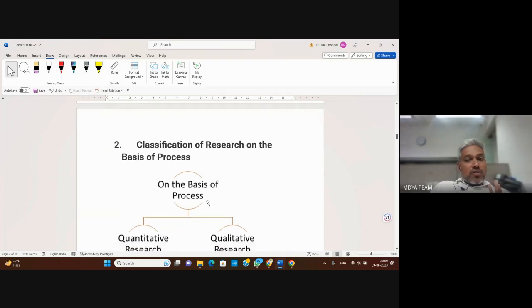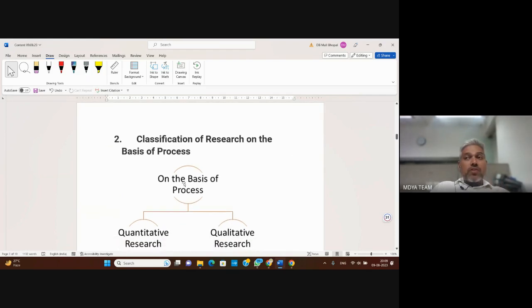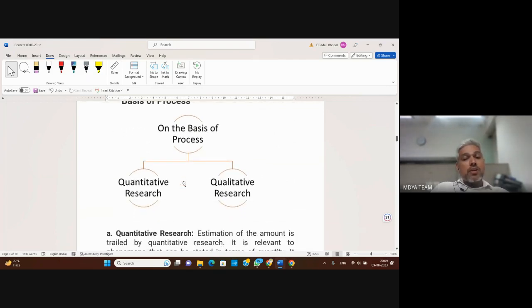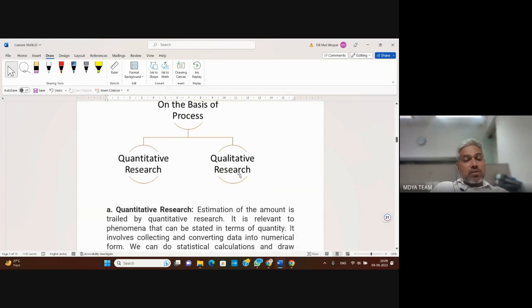Next, classification of research on the basis of process. First we learned logic, next is process. So on the basis of process, there are two types of research. One is quantitative, and the other is qualitative research.